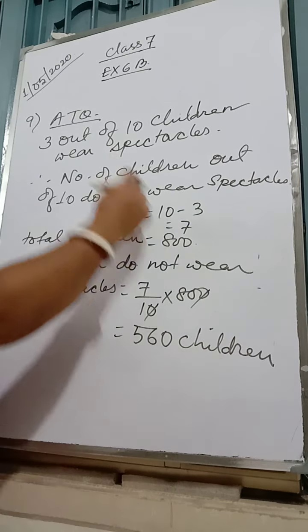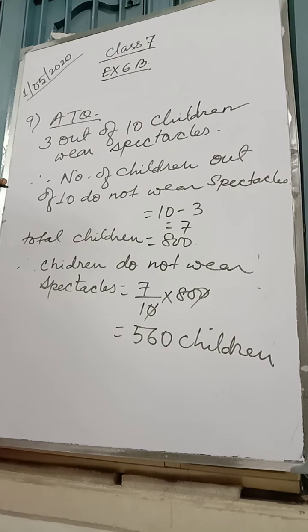You can find it here also: 3 by 10 into 800, 240 wear. So 800 minus 240, 560 do not wear. Okay.